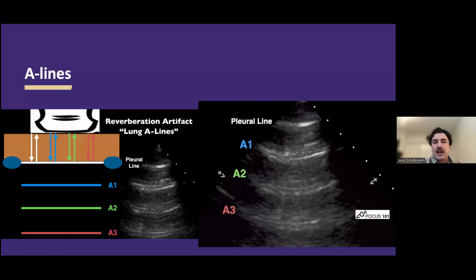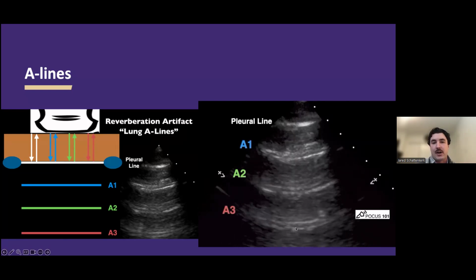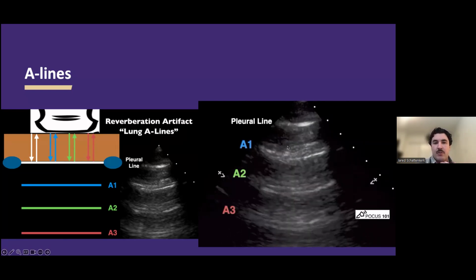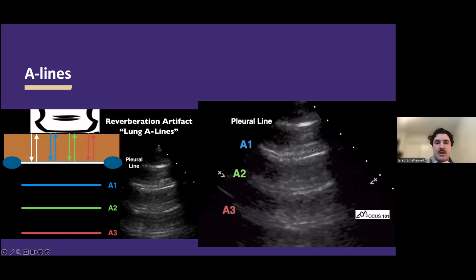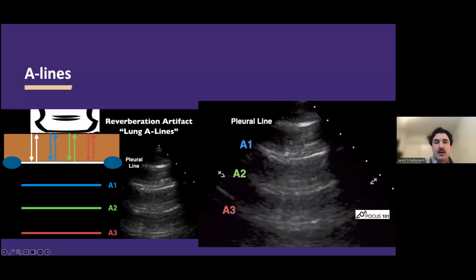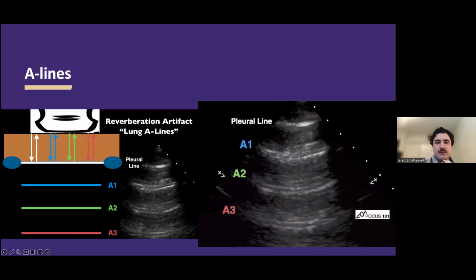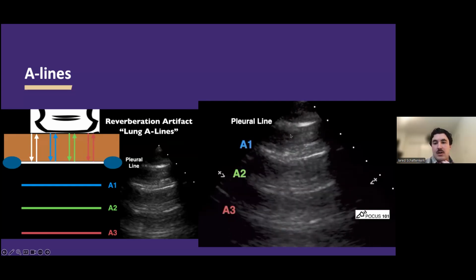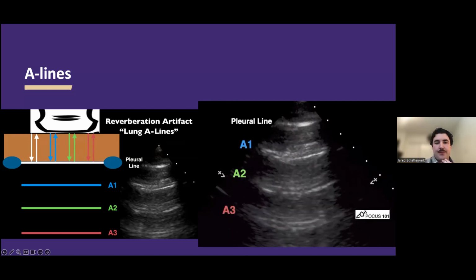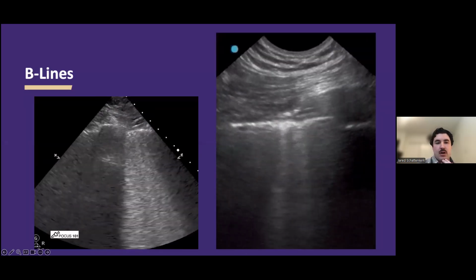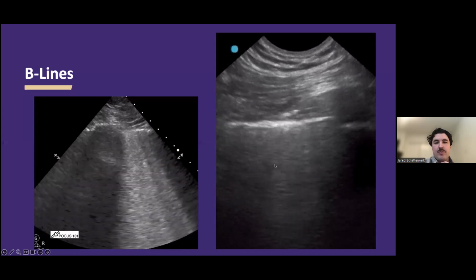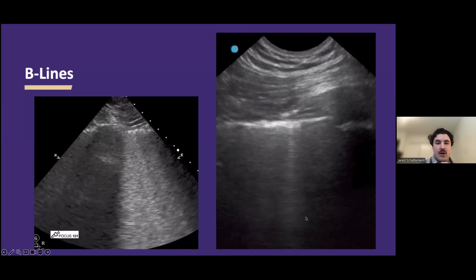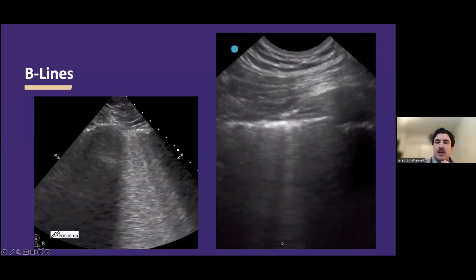The one potential confounder is that in a pneumothorax, you'll still get this A-line pattern because there's air. The problem is the air is not in the alveoli; it's in between the two layers of the pleura. But this is reassuring that where you're looking, there's not an alveolar filling process. The inverse is what we call B lines. B lines look like rays; they're hyperechoic and vertical, and they emanate from the pleural line.